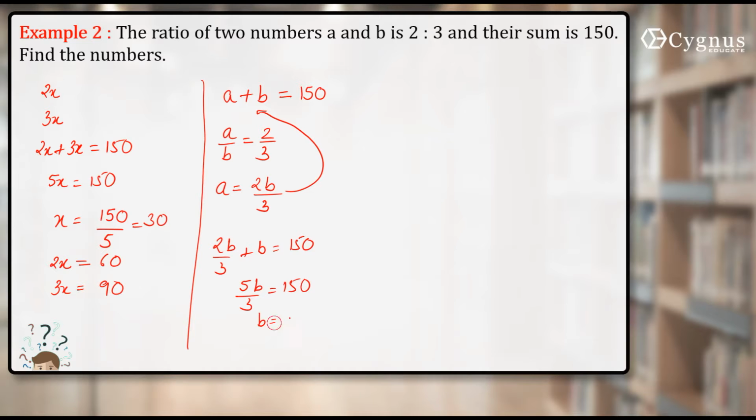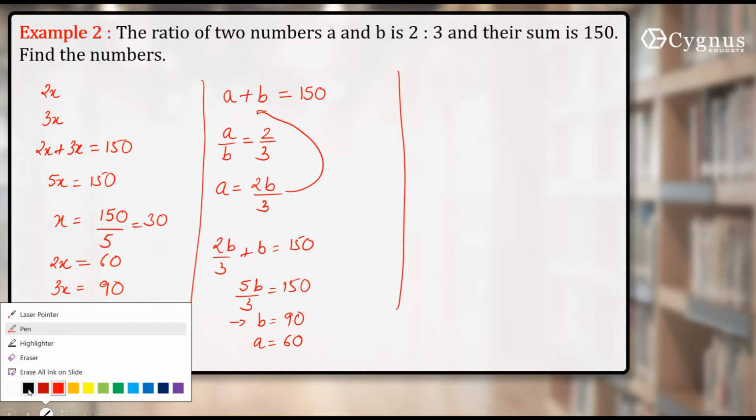So the value of B becomes how much? 90. Since the sum of these two numbers was 150 and one of the numbers, B, is 90, so A becomes how much? 60. You get the same set of values. Yes or no? You get the same values. Now let's look at one more method.